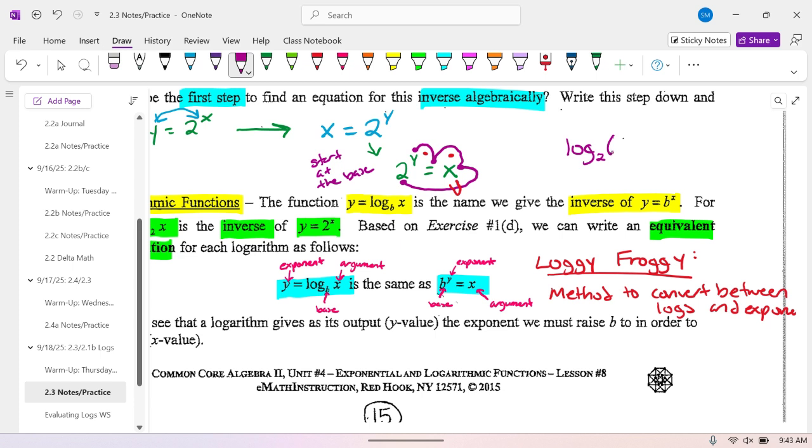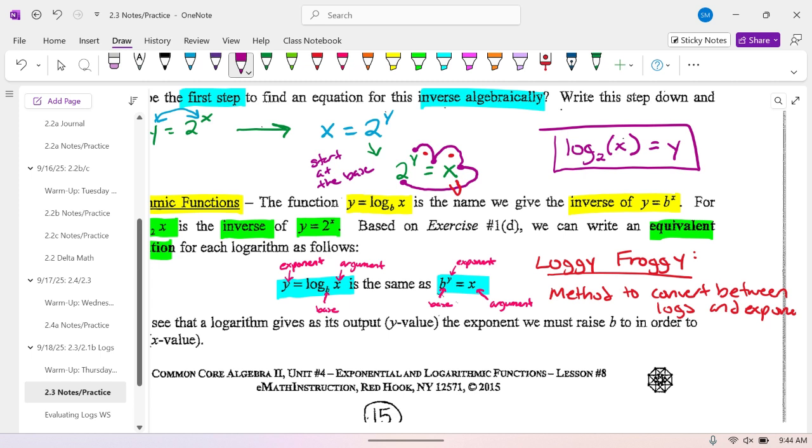Then I go to whatever I hit next, which was the x. That goes in the parentheses next to the log. Then I write my equal sign. And it's equal to whatever's in my exponent, which is the last thing I hit, which is y. So this would be the inverse function of y equals 2 to the x power. So that's how, if I asked you to find the inverse of an exponential, that's how you would find it. You change the x and the y, then do loggy froggy to get the log function.